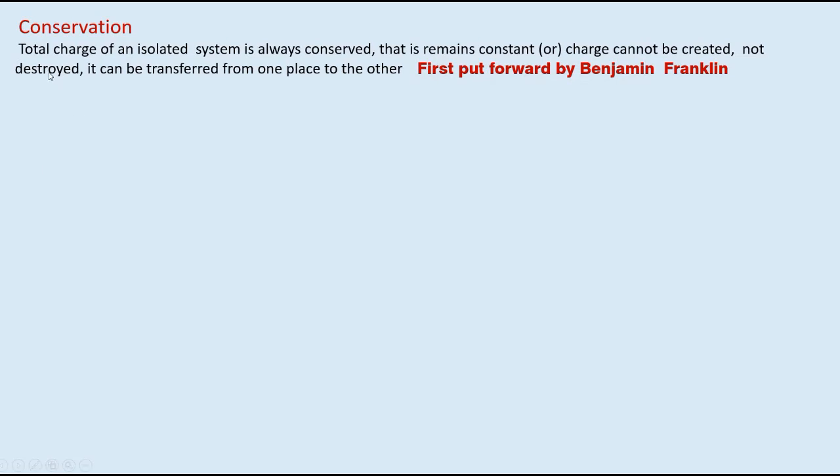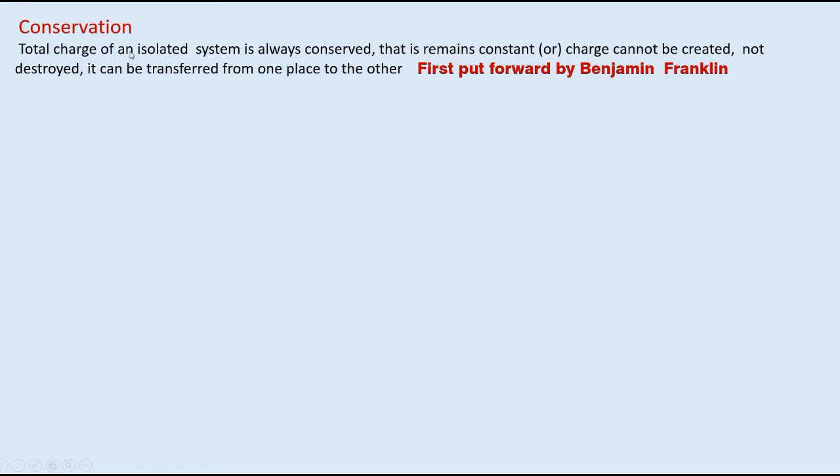The statement of the law of conservation of charge is this: total charge of an isolated system is always conserved, that is, remains constant. So conserved in this context indicates remains constant, or you can even state it in other words: charge cannot be created, nor destroyed. It can be transferred from one place to the other. This statement was first put forward by Benjamin Franklin.